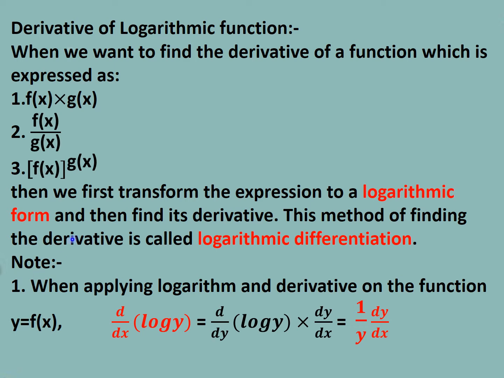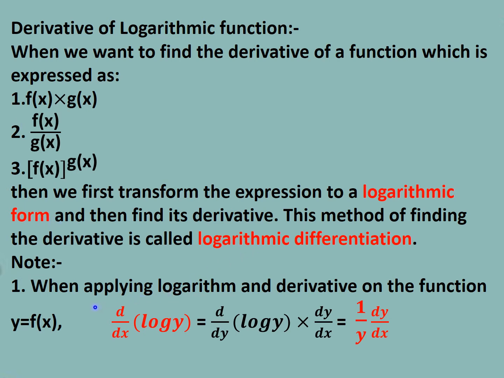In 11th standard, we have learned the basic definition of logarithm and how it is related with the exponential function. Here in 12th standard, we will make use of this logarithmic function for finding the derivative of some complicated functions of the form f of x into g of x, that is the product of two functions, and f of x upon g of x, that is the quotient of two functions, and the exponential form of two functions. Then first we will apply the logarithm here and then find the derivative. And this method of finding the derivative is called logarithmic differentiation.